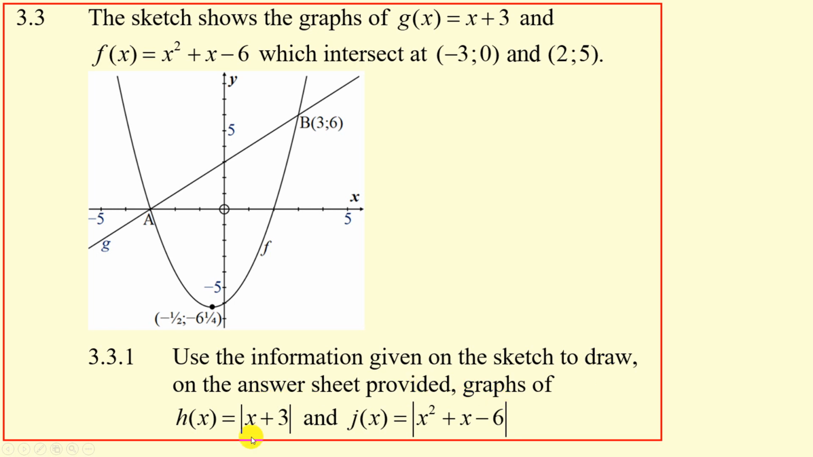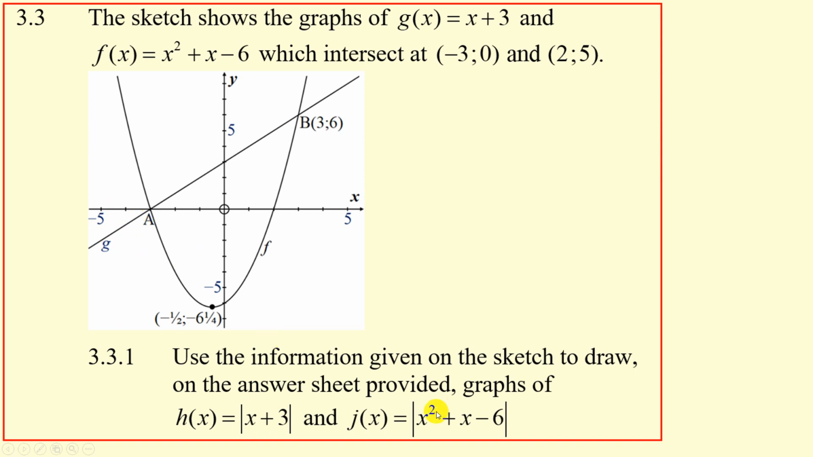use the information given on the sketch to draw on the answer sheet provided graphs of h of x equals the absolute value of x plus 3 and j of x equals the absolute value of x squared plus x minus 6. Now, the absolute value of x plus 3 means that x plus 3 cannot be below 0. So in fact, what happens is that this part of the graph here is not allowed. It's going to change signs. It's going to flip up that way. That's what's going to happen.